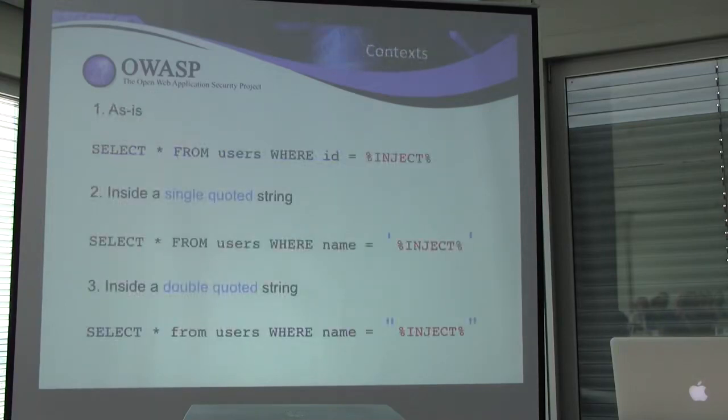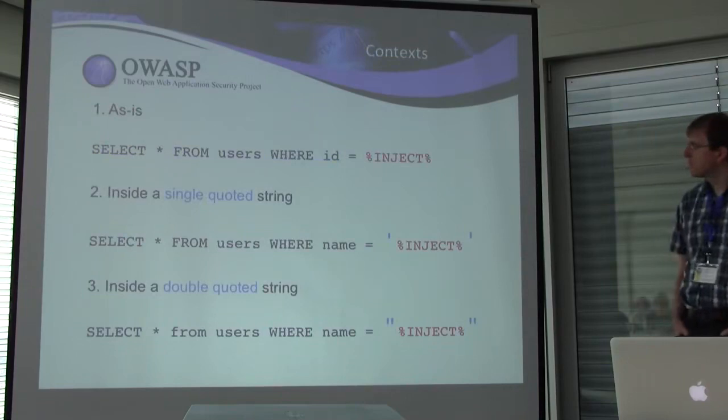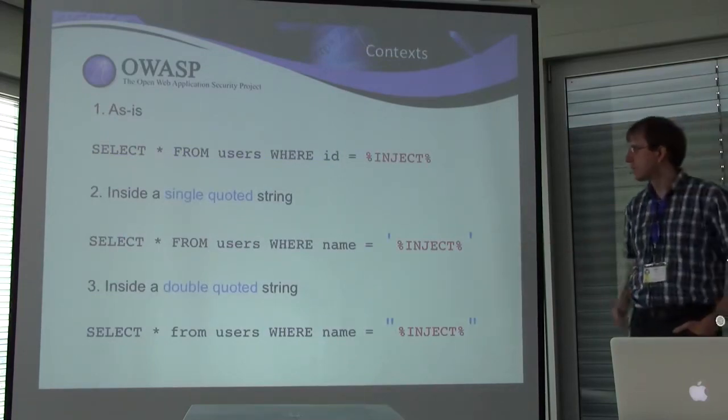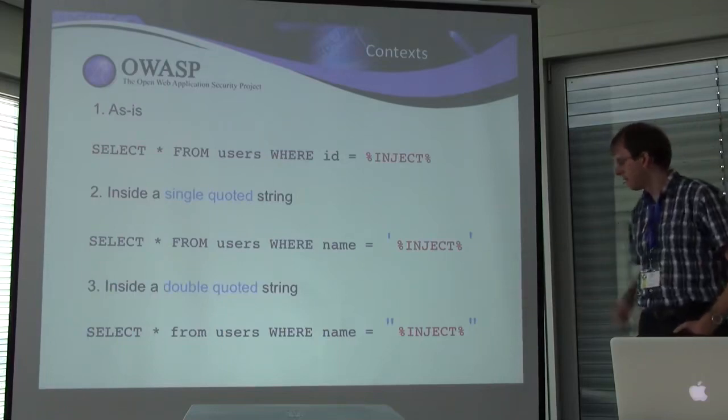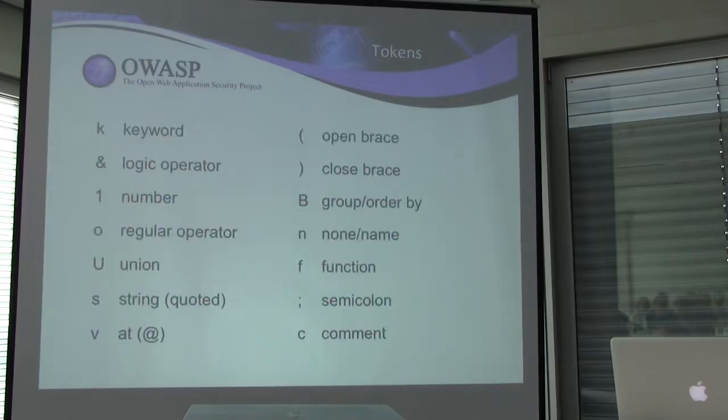So libinjection considers 3 different contexts where injection could happen. In the first context, you don't have any quotes around your injection string on the application side. In the second context, you have single quotes, and in the third context, you have double quotes on the web application side. So it's a lexical analysis parser, so it basically creates a token representation of your input strings.